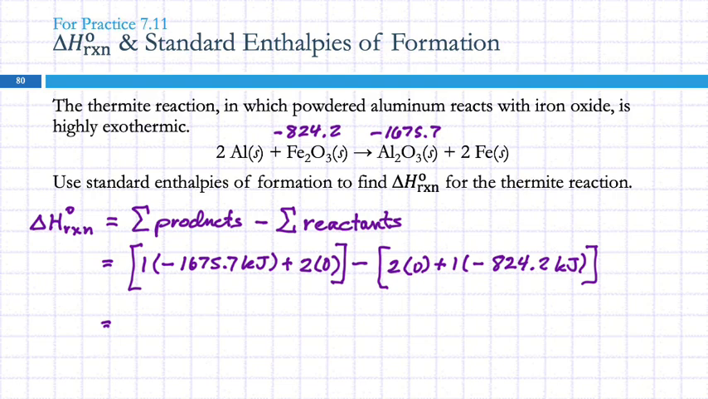1 times negative 1675.7 plus 2 times 0 minus the quantity 2 times 0 plus 1 times negative 824.2, close the parentheses, equals negative 851.5 kilojoules. So for this reaction, as written, the standard heat of reaction is negative 851.5 kilojoules.